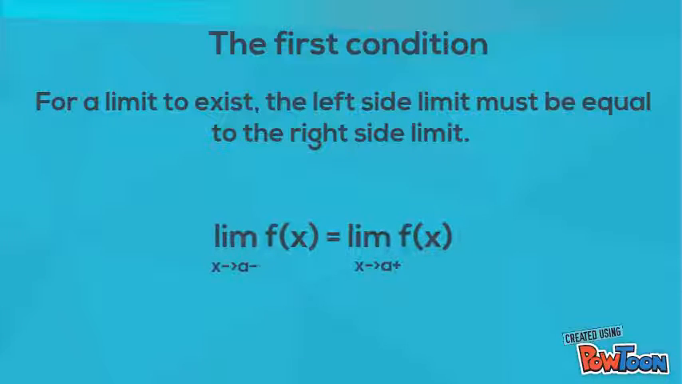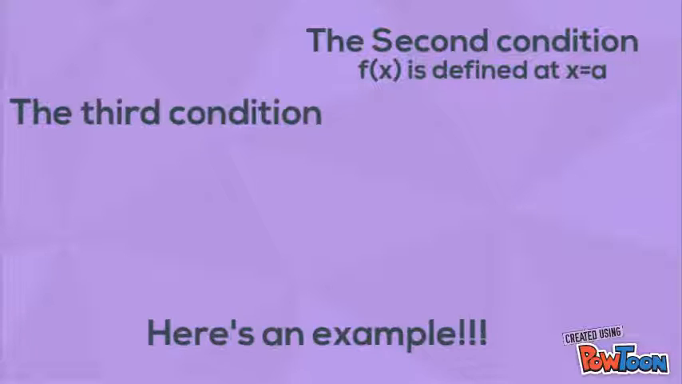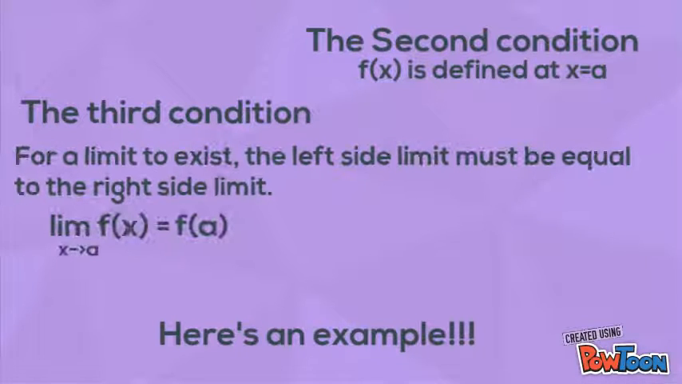The limit of f of x as x approaches from the left side should be equal to the limit of f of x as x approaches from the right side. The second condition is when f of x is defined at x equal to a. And the third condition is when the limit of f of x as x approaches a is equal to f of a.